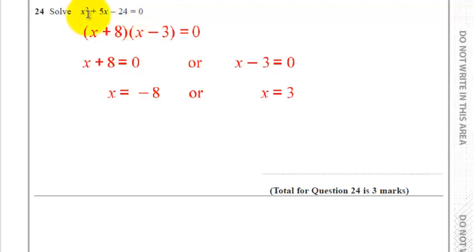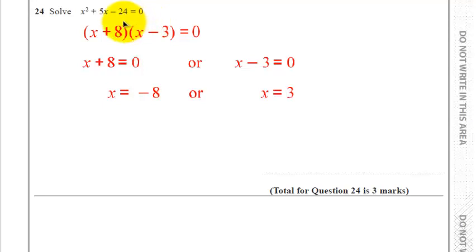We quickly check and see there's no single factor of x squared, 5x, 24, so I'm going to have to factorize it into two brackets. The equation is already set equal to 0, so I don't need to rearrange it so that it is set equal to 0. This method only works if the equation is equal to 0.